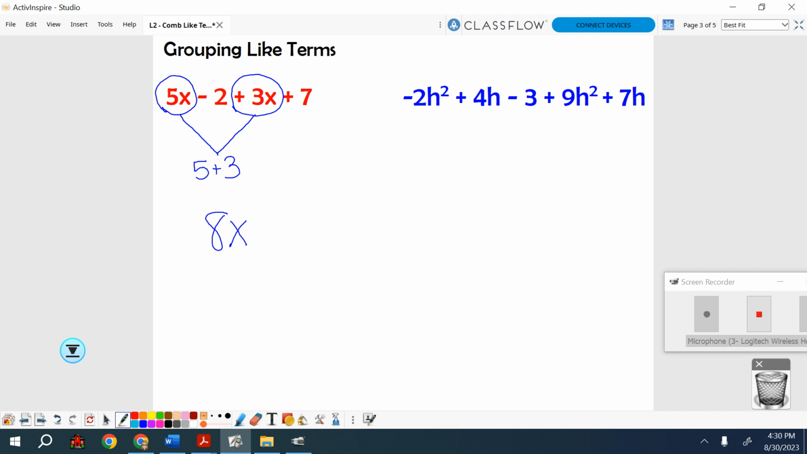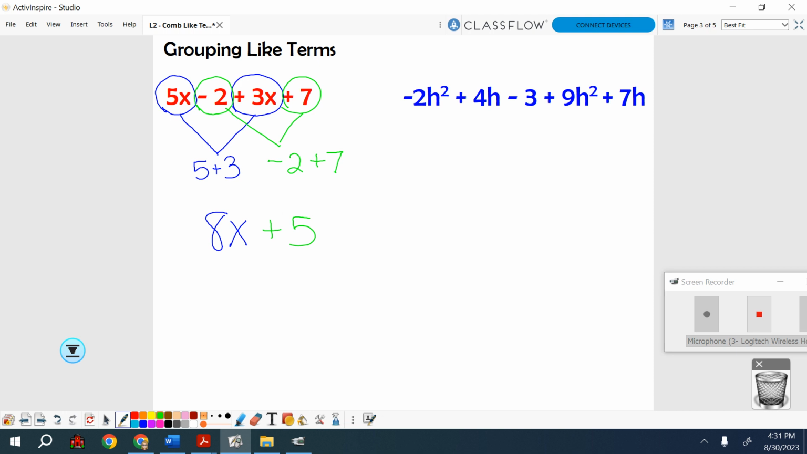Okay, now like terms, those were my x terms. I also have these two numbers. These two numbers are going to be alike. Okay, I have a -2 because that subtraction sign goes with that 2, plus 7. So -2 plus 7 is going to give me 5. And since it's a positive 5, I'm going to put a plus 5 there.